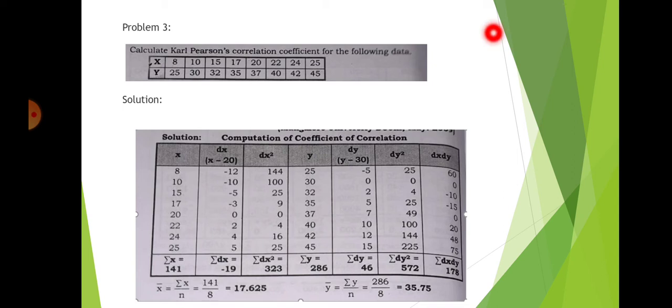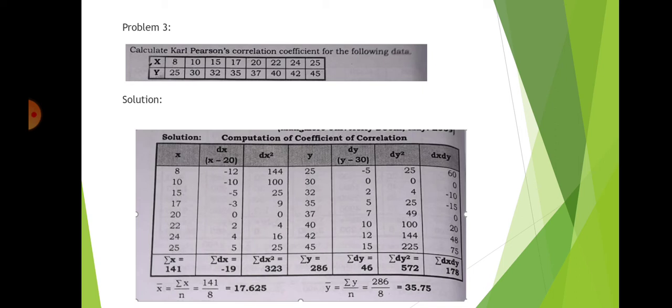Now y to dy. Then 25 minus 30 is minus 5. 30 minus 30 is 0. 32 minus 30 is 2. 35 minus 30 is 5. 37 minus 30 is 7. 40 minus 30 is 10. 42 minus 30 is 12. 45 minus 30 is 15. So sigma dy is 46.